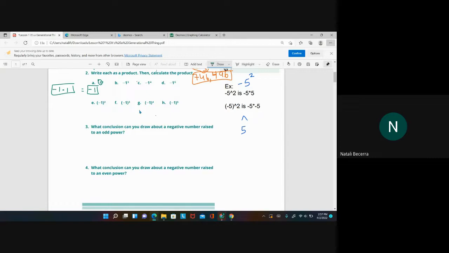For B, we have, again, no parentheses. So that means that my base is just 1, not -1. So I write down the negative first, and my base is this right here because there's no parentheses. So I write it down 3 times: 1 times 1 times 1. What's the negative sign times 1 times 1 times 1? That's just -1 again.